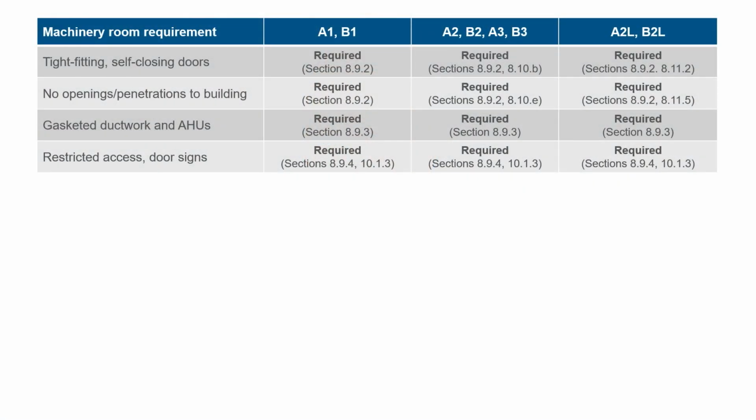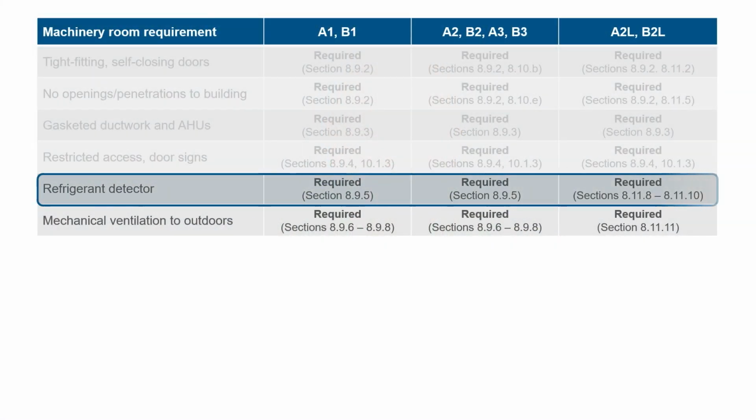Now, some requirements are the same regardless of the type of refrigerant. Most of these are self-explanatory. Tight fitting, self-closing doors. Any openings to other parts of the building for pipes, conduit, or ductwork, for example, must be tightly sealed. Gasketing must be used on doors or access panels in ductwork or air handlers, and access to the room must be restricted to authorized personnel only, with clear signage posting. And then other requirements differ based on the refrigerant safety classification.